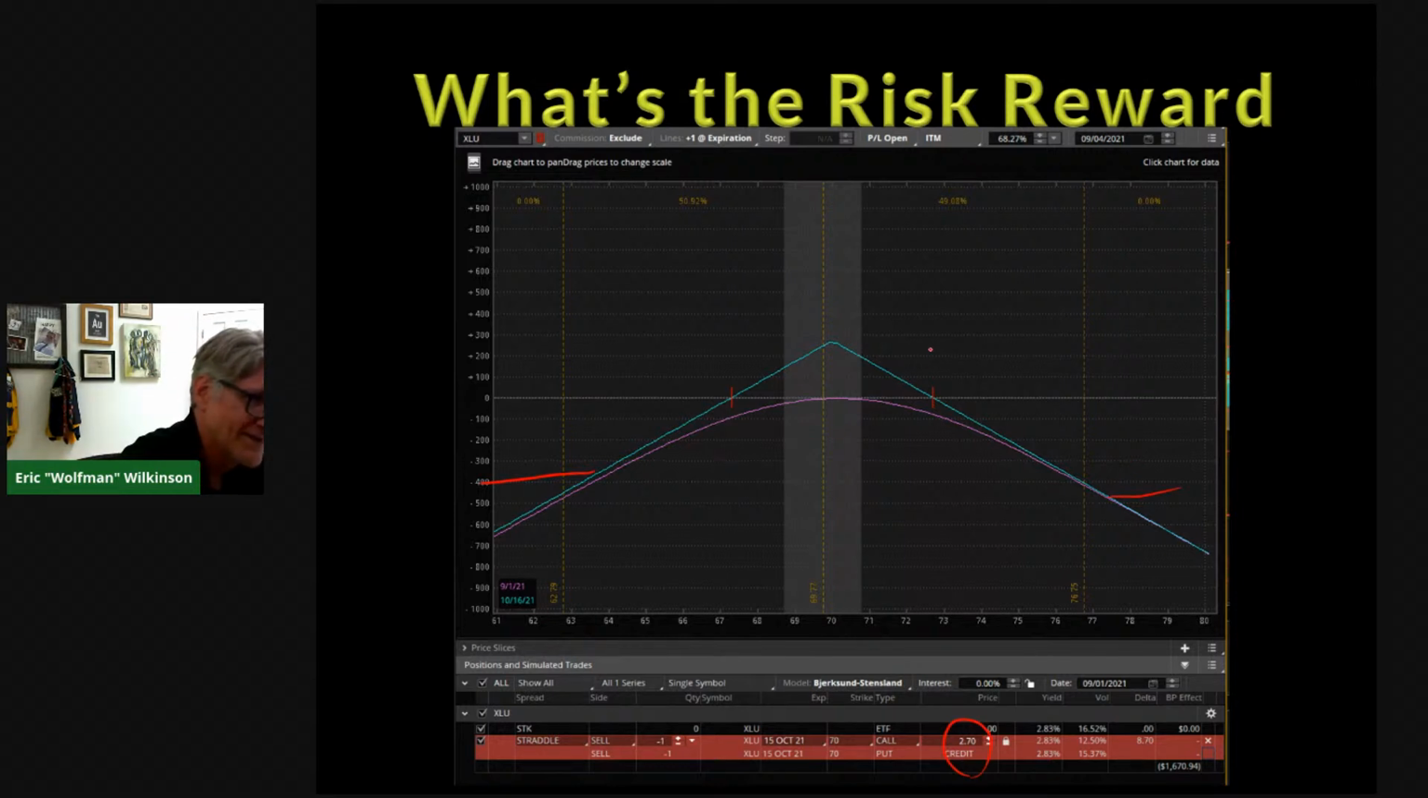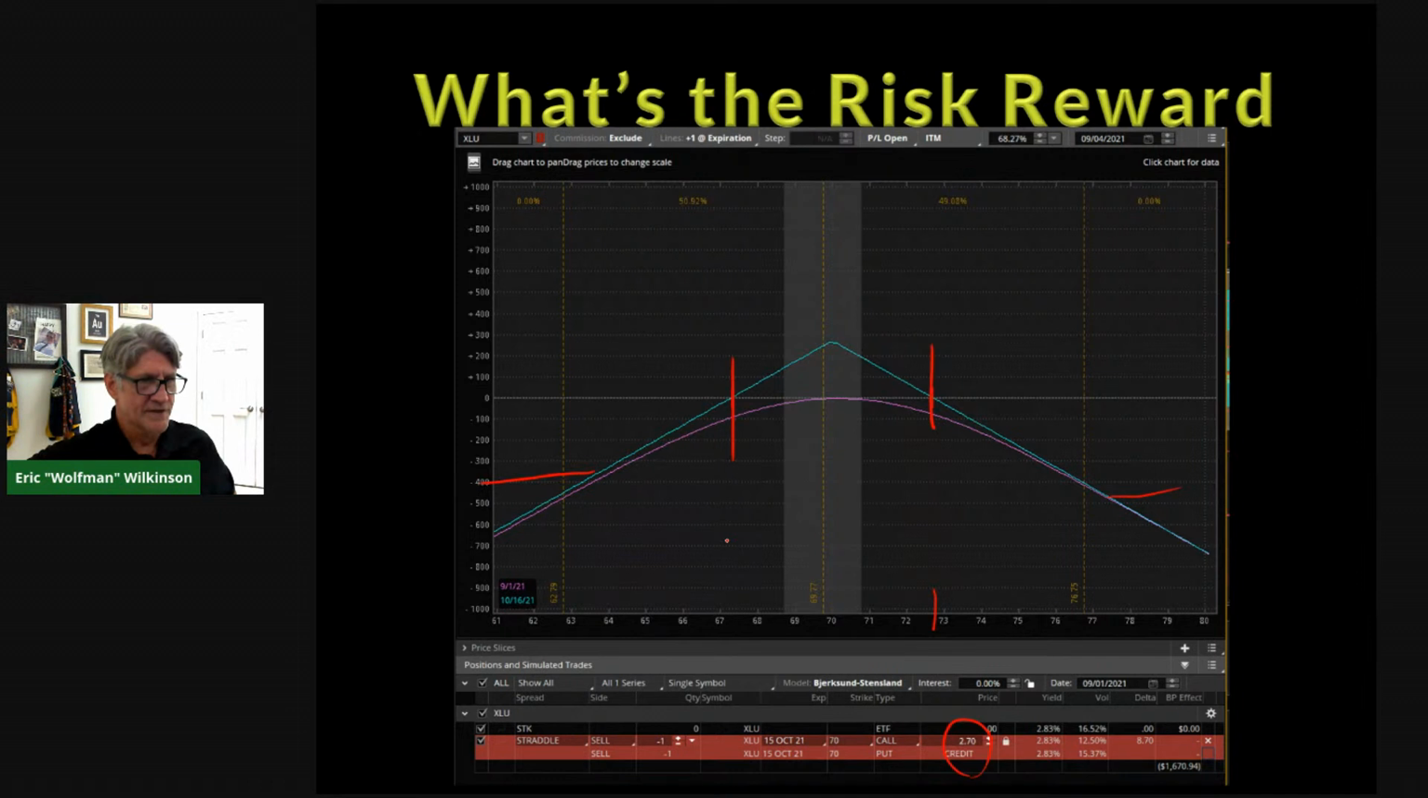All right, so right here, 2.70, you can see that's kind of lining up there, and to the downside, the 67.29 or 67.30 in this case. To the downside. Okay.